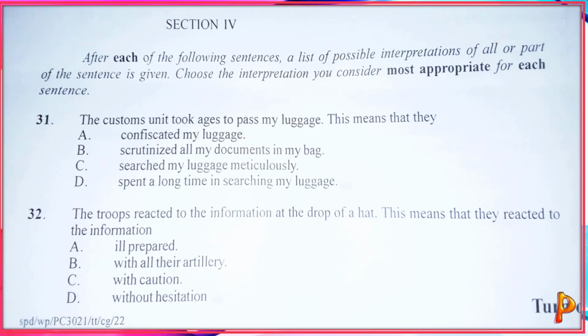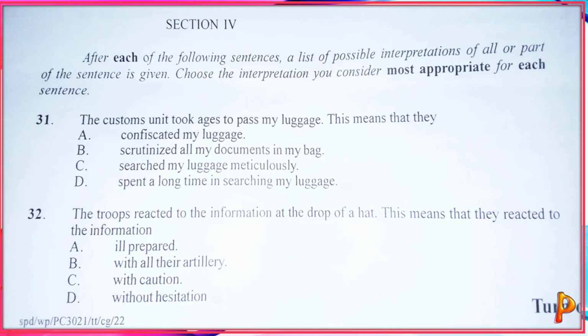Section IV. After each of the following sentences, a list of possible interpretations of all or parts of the sentence is given. Choose the interpretation you consider most appropriate for each sentence.